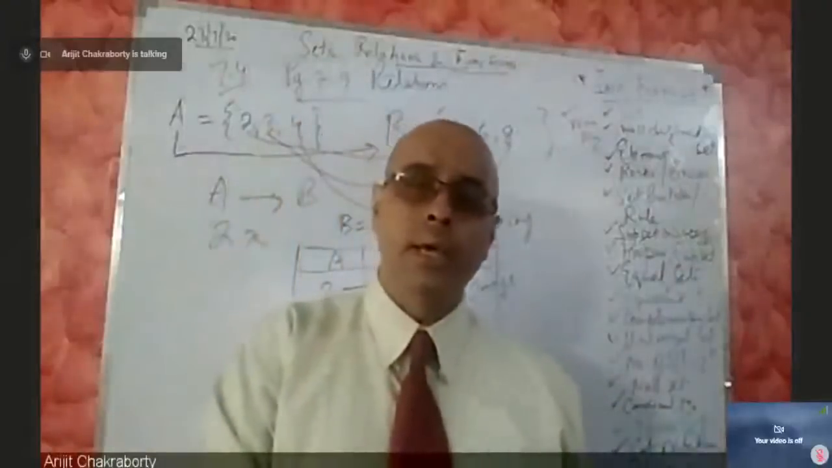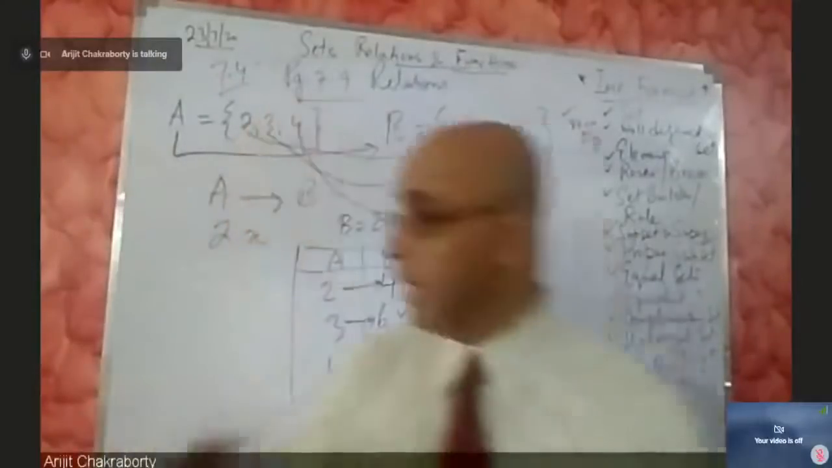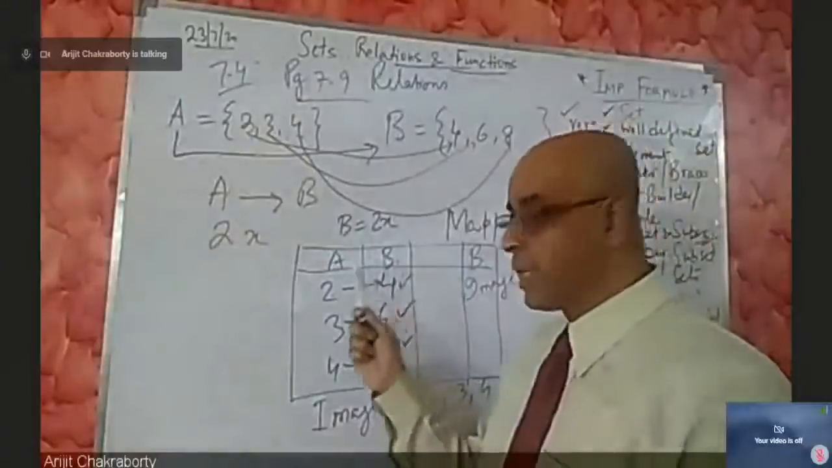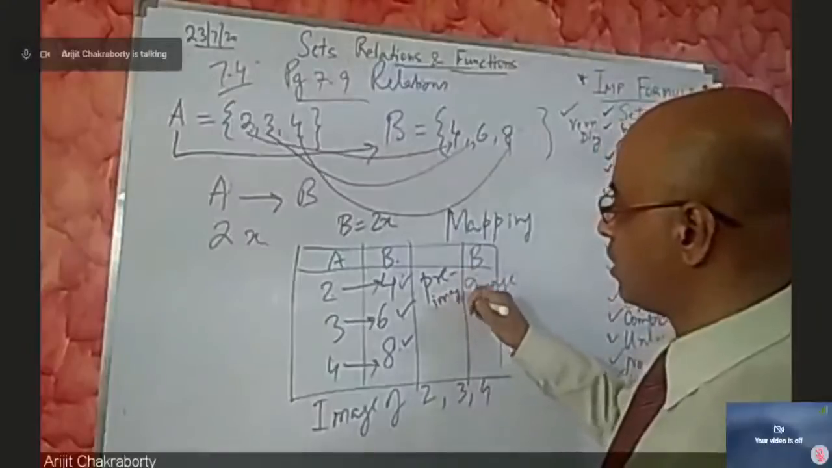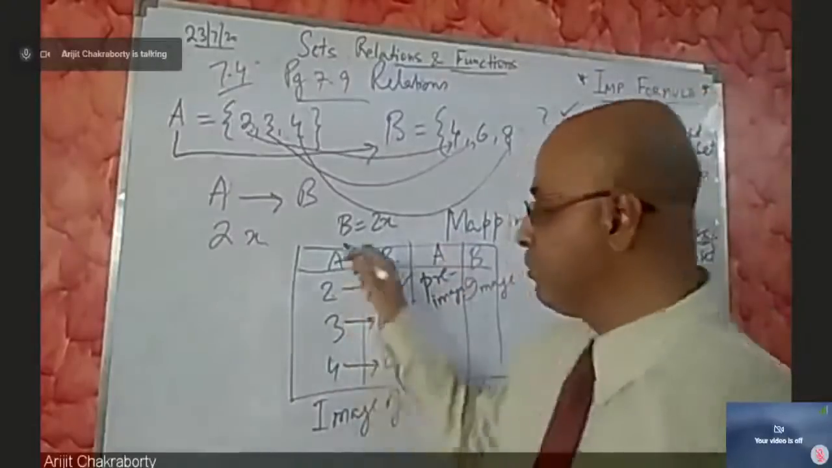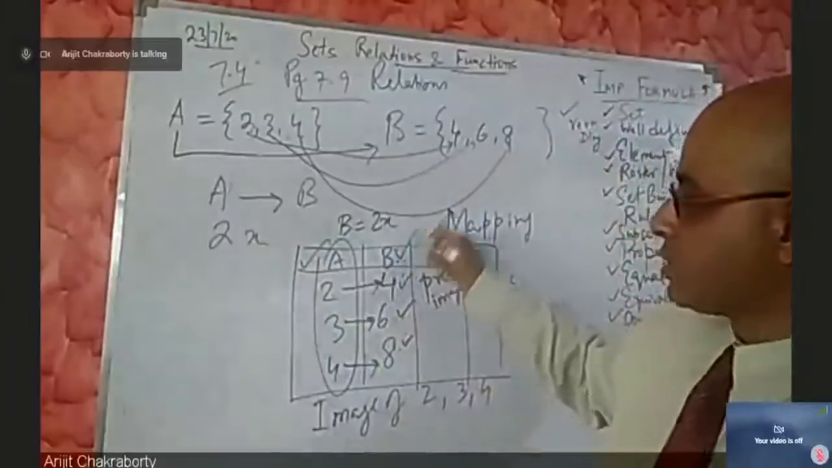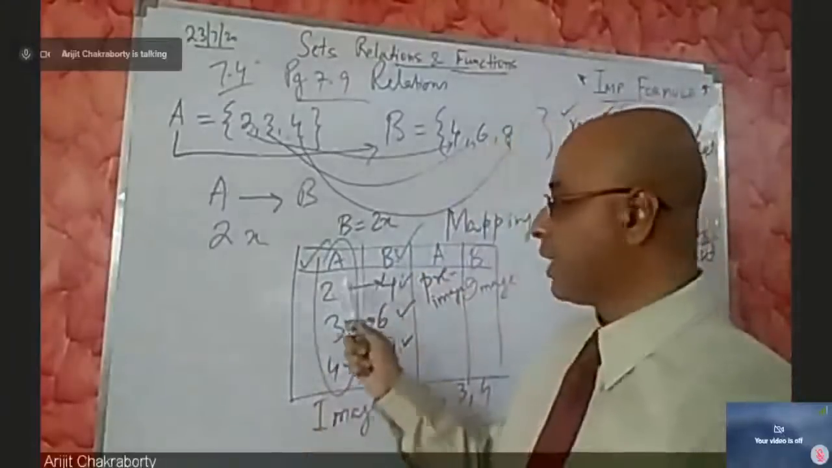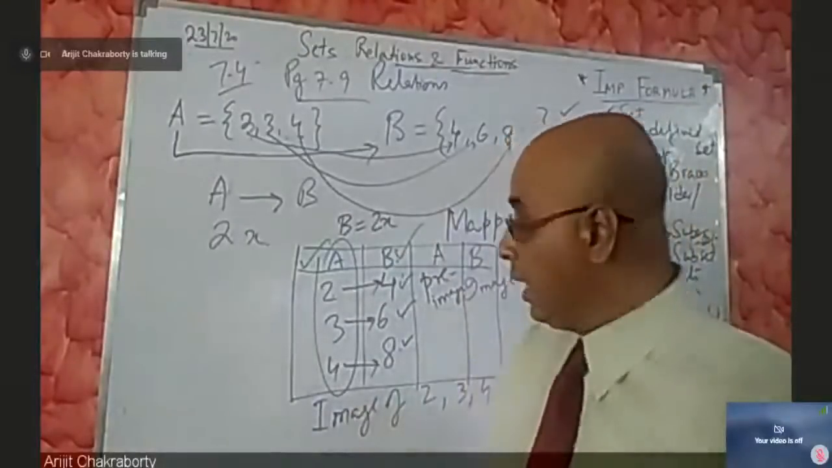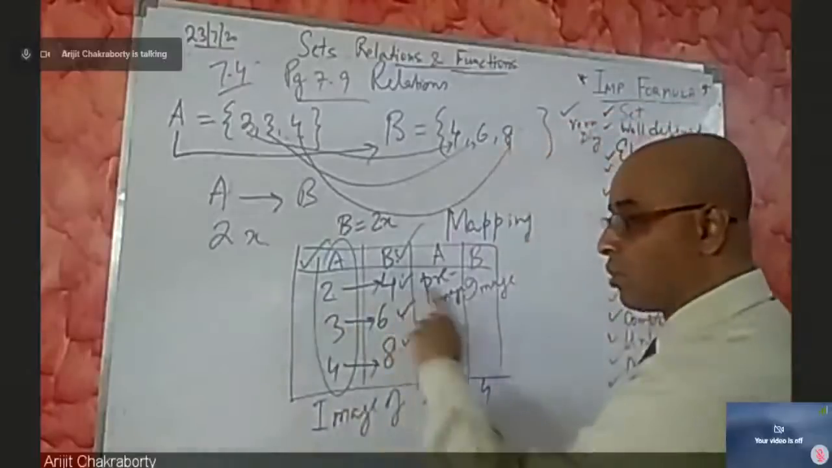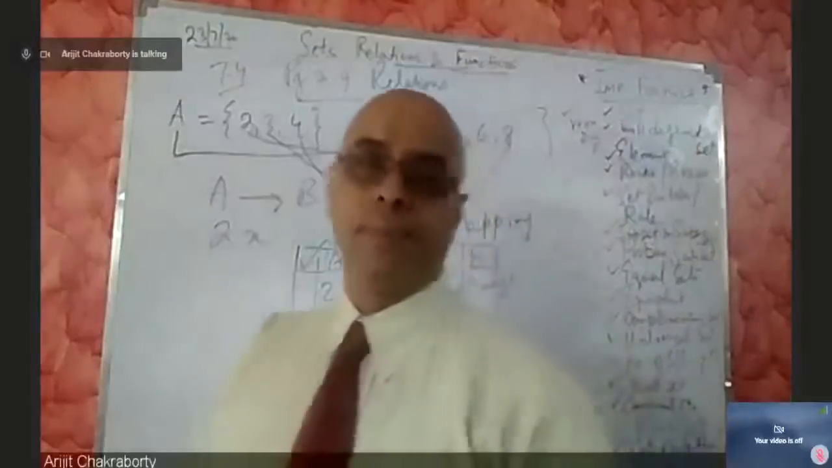Like we saw the relation between subset and superset, same thing here. So the relation is 4 is the image of 2. So 2 is the pre-image. Column A is the pre-image column, and image is B. So 4 is the image of 2, 6 is the image of 3, 8 is the image of 4. And 2 is the pre-image of 4, 3 is the pre-image of 6, and 4 is the pre-image of 8.